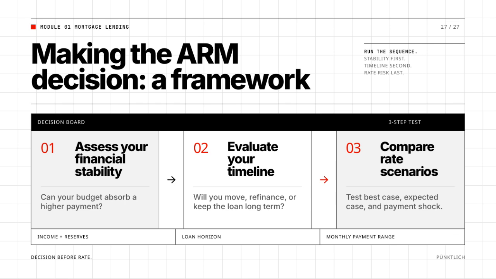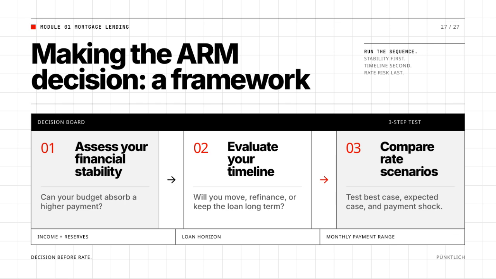Consider how long you plan to stay in the home or keep the loan. Are you likely to move, refinance, or hold on to the mortgage for the long term? Understanding your loan horizon helps determine if an ARM suits your specific situation or if a fixed rate loan might be safer. Finally, compare rate scenarios by testing the best case, the expected case, and potential payment shock. This comparison helps you anticipate how changes in interest rates could affect your monthly payment and financial comfort.